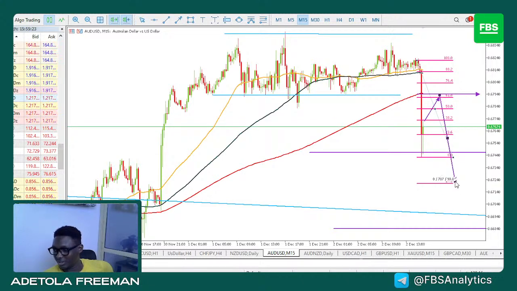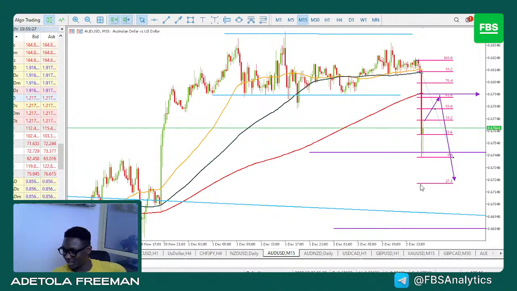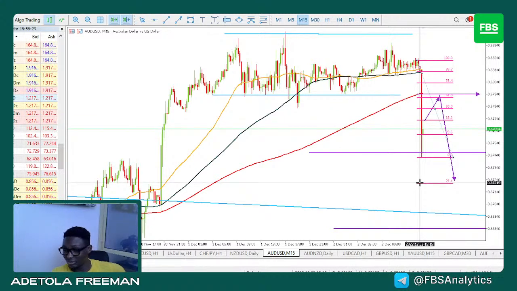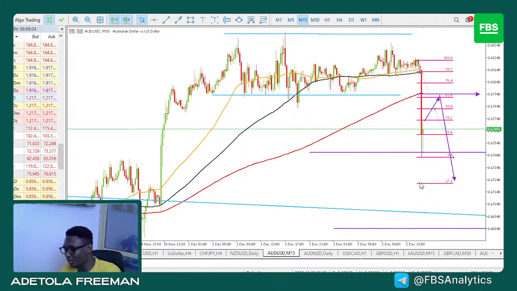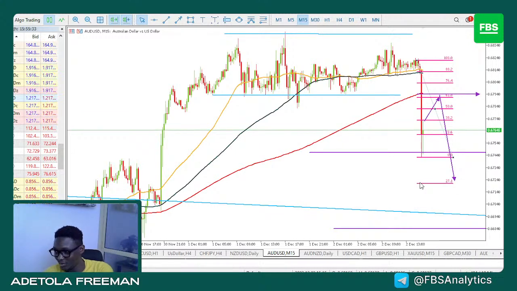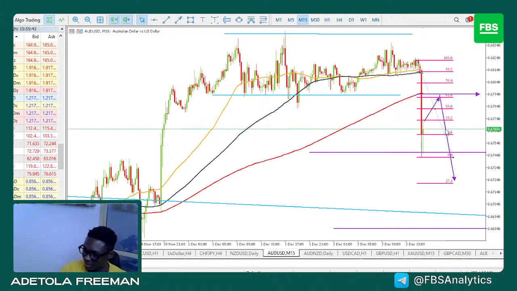So that would be a good point to enter the trade, and then target 0.67215. Once that retest plays out, we can easily navigate in that direction and take a sell. But from what I'm seeing, it may not go that far, but if it does, that would be an opportunity for a re-entry.